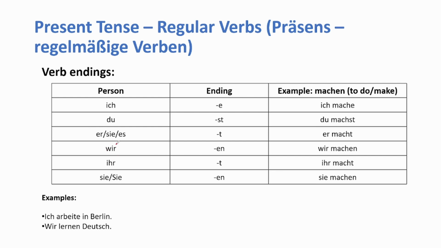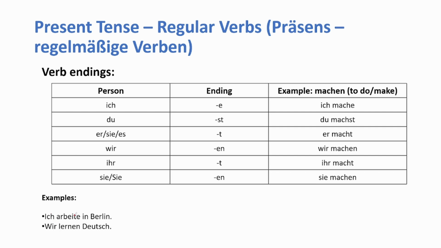With pronoun wir, the verb ends with n. For example, wir machen. With pronoun ihr, the verb ends with t. For example, ihr macht. With pronoun sie, the verb ends with en. For example, sie machen. Here we will see some examples of this.